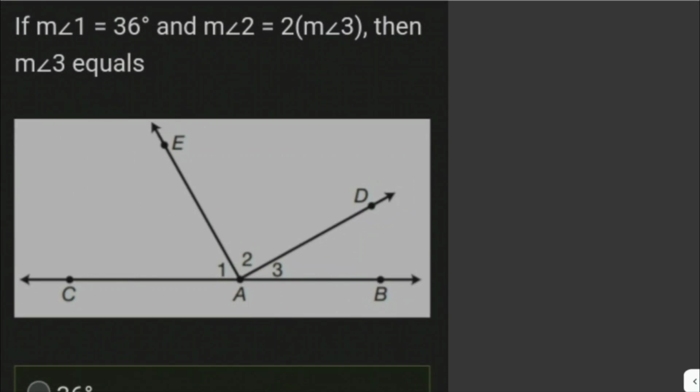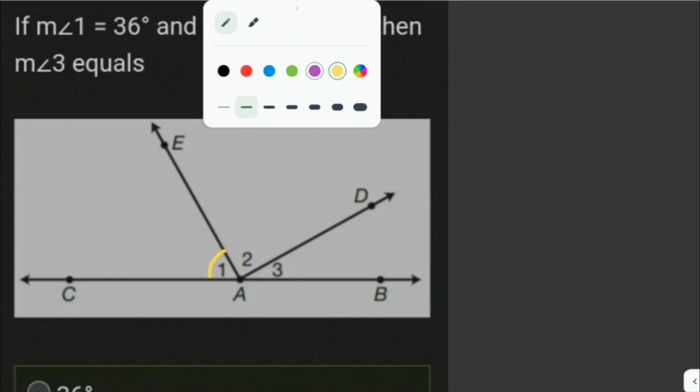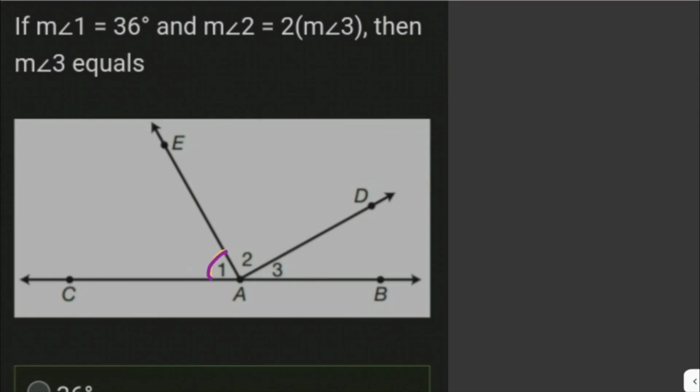Okay. If the measure of angle 1 is 36 degrees and the measure of angle 2 is equal to 2 times the measure of angle 3, then the measure of angle 3 equals. So we're given here the illustration, and angle 1 here is equal to 36 degrees. And then the measure of angle 2, this one, is just 2 times the measure of angle 3. Then we find the measure of angle 3.